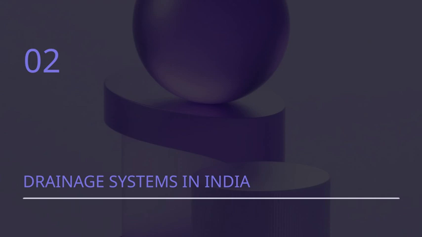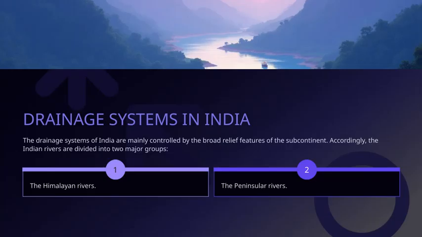Effective drainage is not just about removing water. It's about creating resilient systems that support the well-being of communities and the environment. So, understanding the state of drainage systems across India gives us insight into broader development challenges and opportunities. Let's take a closer look at the drainage systems in India.